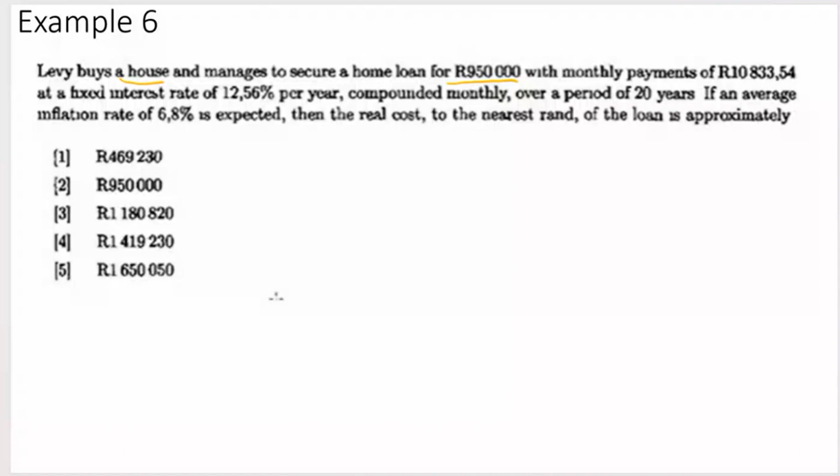So your PV loan is given here with a monthly payment. You are given the monthly payments at a fixed interest rate of this amount. This is compounded monthly, so we are happy the interest rate is compounding the same period as the payments, over 20 years. The story is straightforward. If the average inflation rate of 6.8% is expected, then the real cost, to the nearest rand, of the loan is approximately... same thinking as we have done.